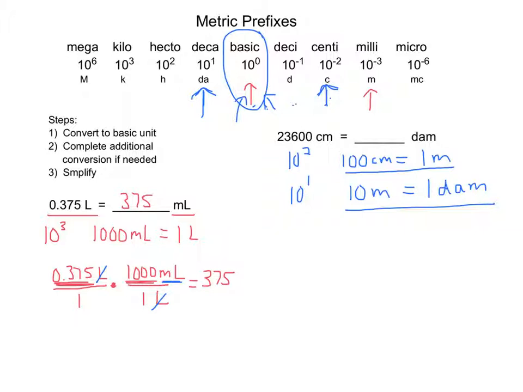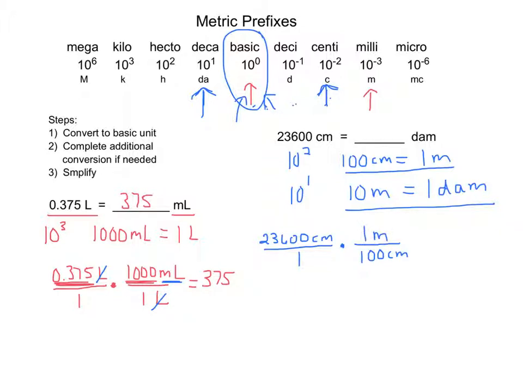So let's go ahead and make the conversion. So I'm going to start with my 23,600 centimeters over 1. And I'm going to multiply it by, now I want to start by getting rid of the centimeters. And so to get rid of the centimeters here, I want to start with this first conversion factor that I created. So again, I want to look at what needs to go on the bottom. Well, I want to get rid of centimeters, so I'm going to need to have 100 centimeters on the bottom and 1 meter on top.